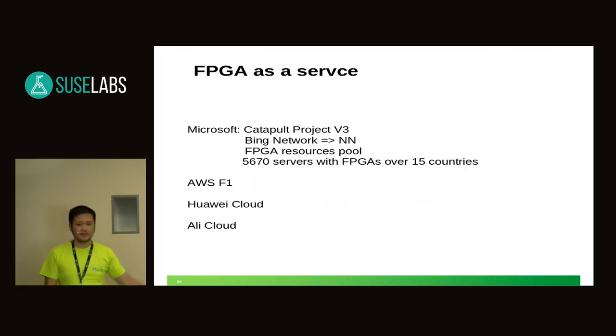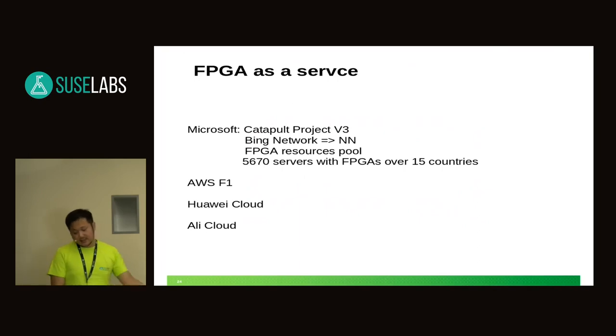Microsoft, not sure if you heard of the Catapult project, they're already using FPGA for all their data center. It's the third version of this project now. There are over 5,000 servers there. Over 15 countries are using that. It's quite interesting. They didn't use it for neural network, AI stuff earlier. They actually used it for networking, it's kind of SDN stuff there. That's quite interesting. But from the third version, they're also using it for AI stuff.